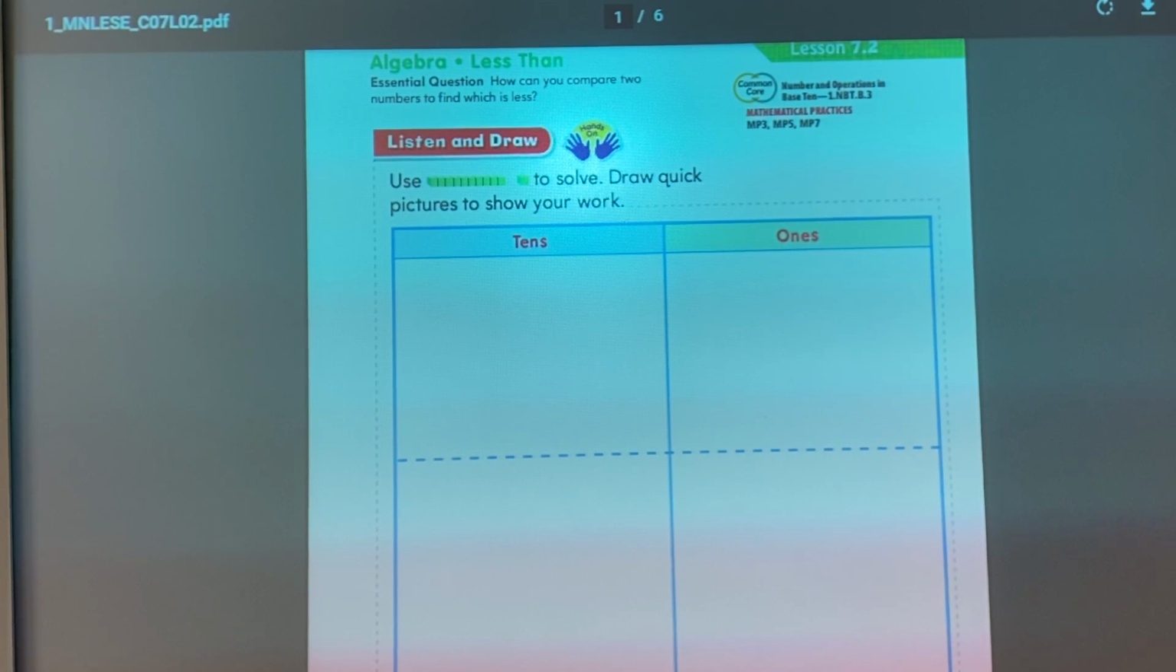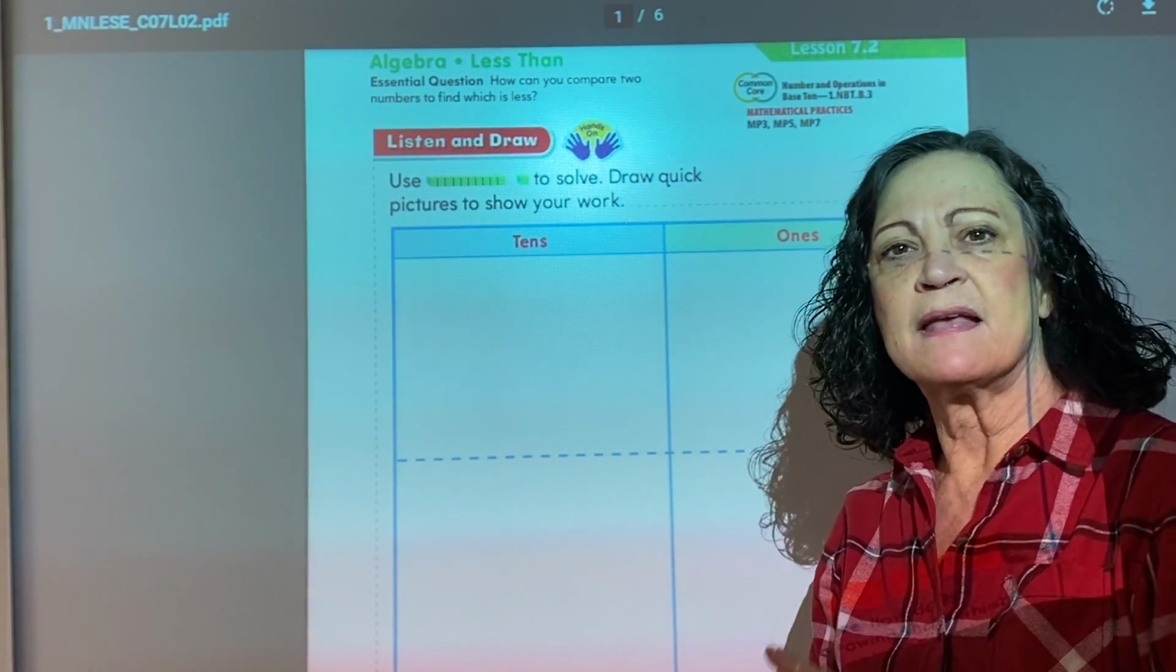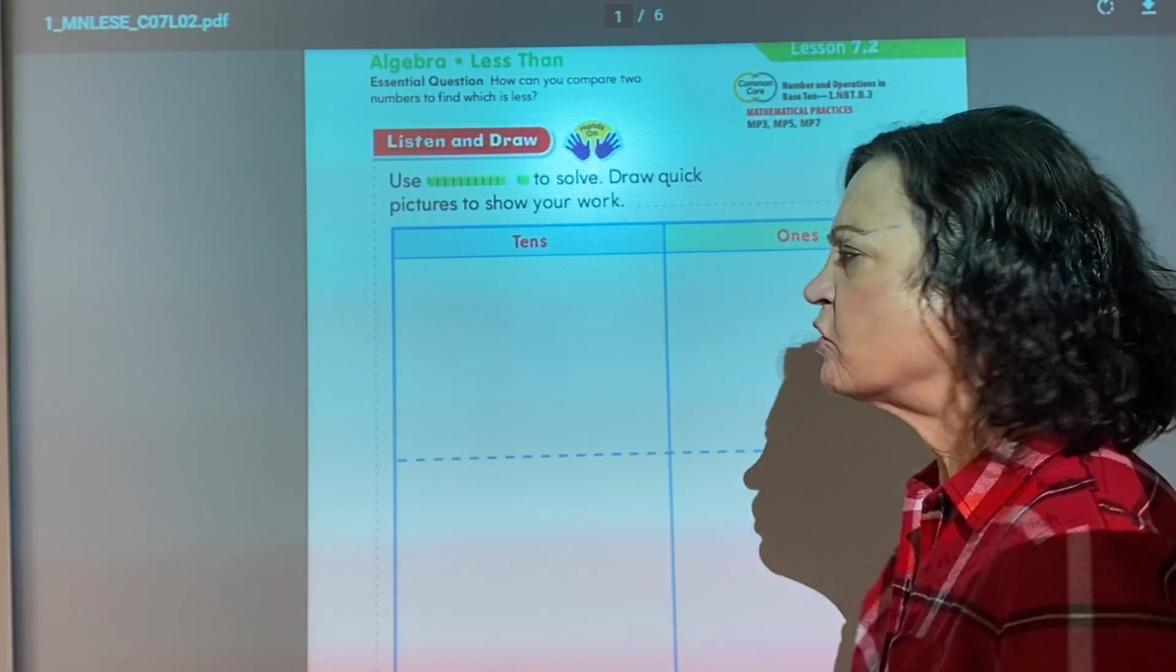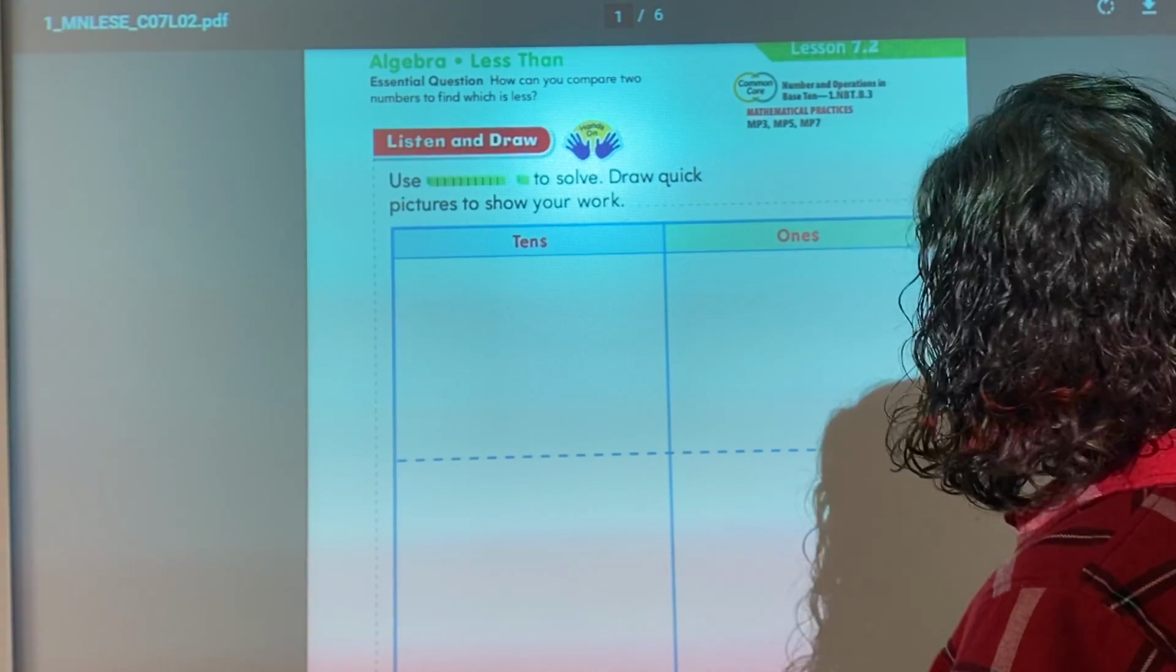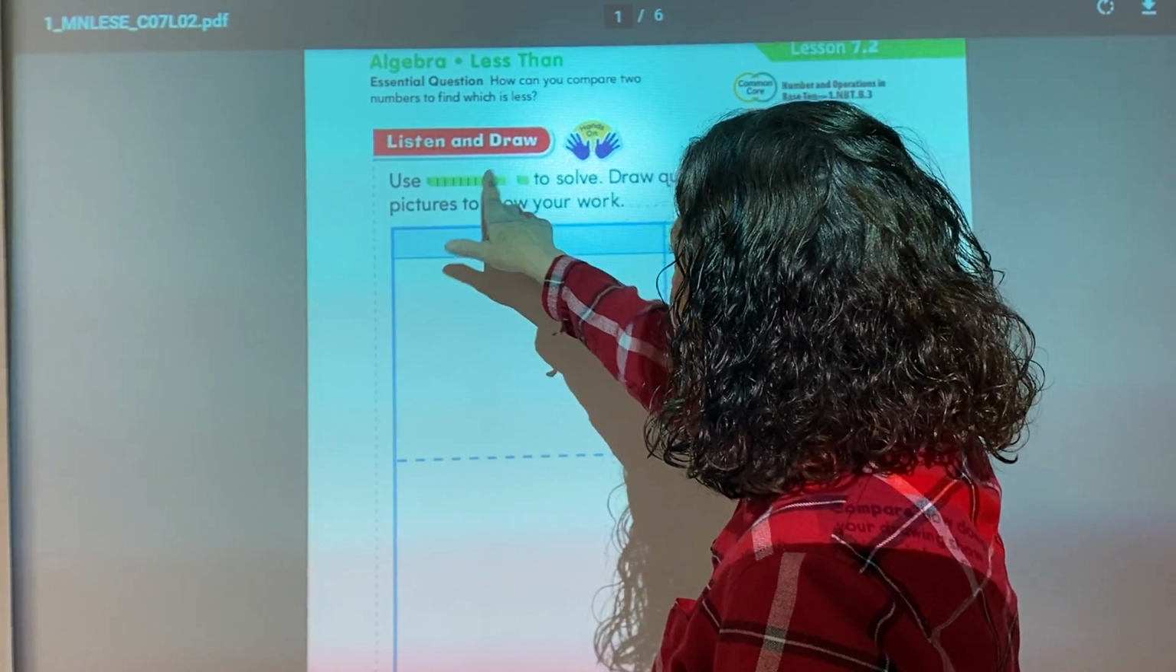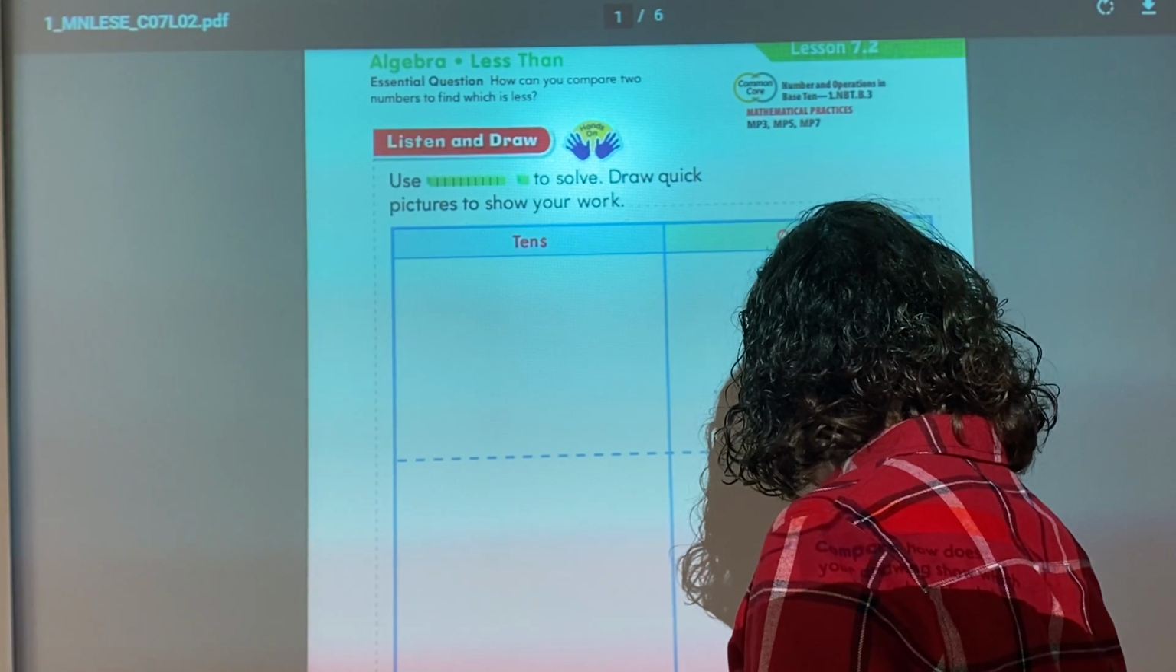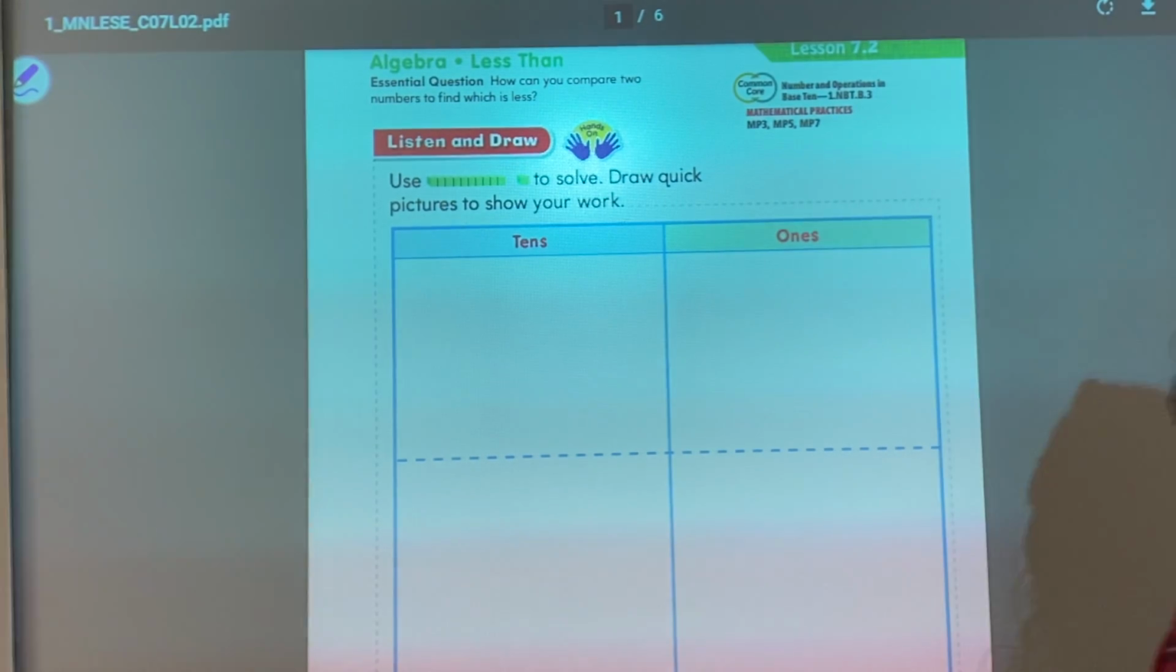Our essential question: how can you compare two numbers to find which is less? We do the exact same thing we did in finding the number which is greater than. We're going to use 10 towers and cubes again, and we're going to find out which number is less, 22 or 28.